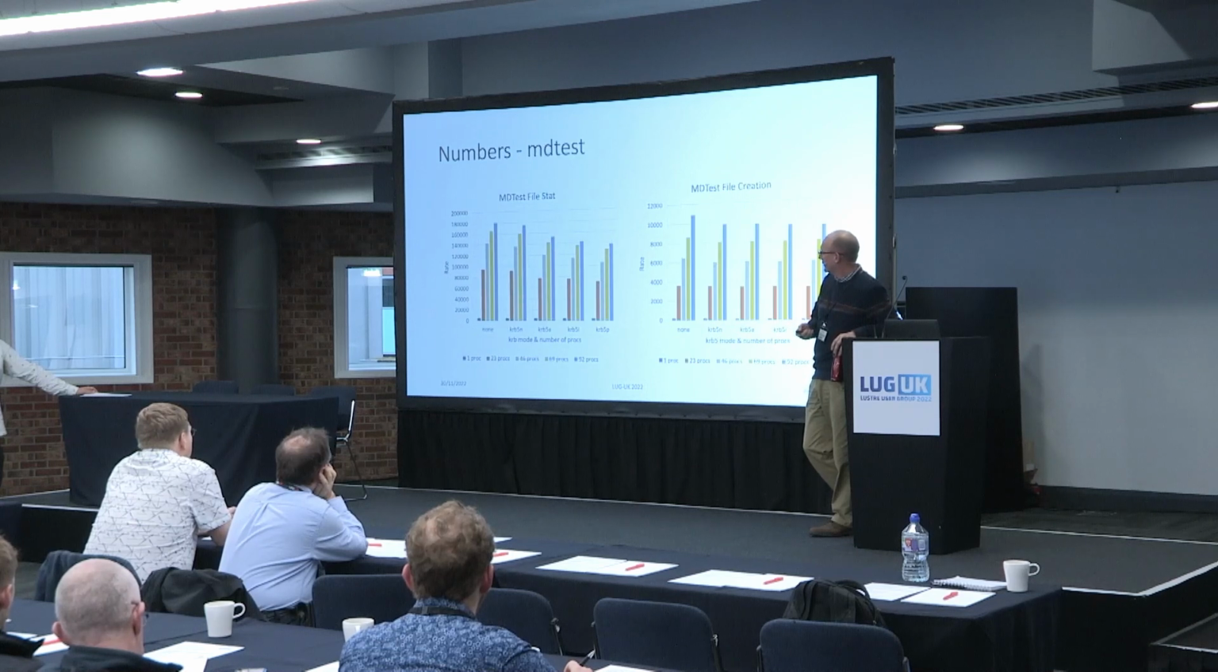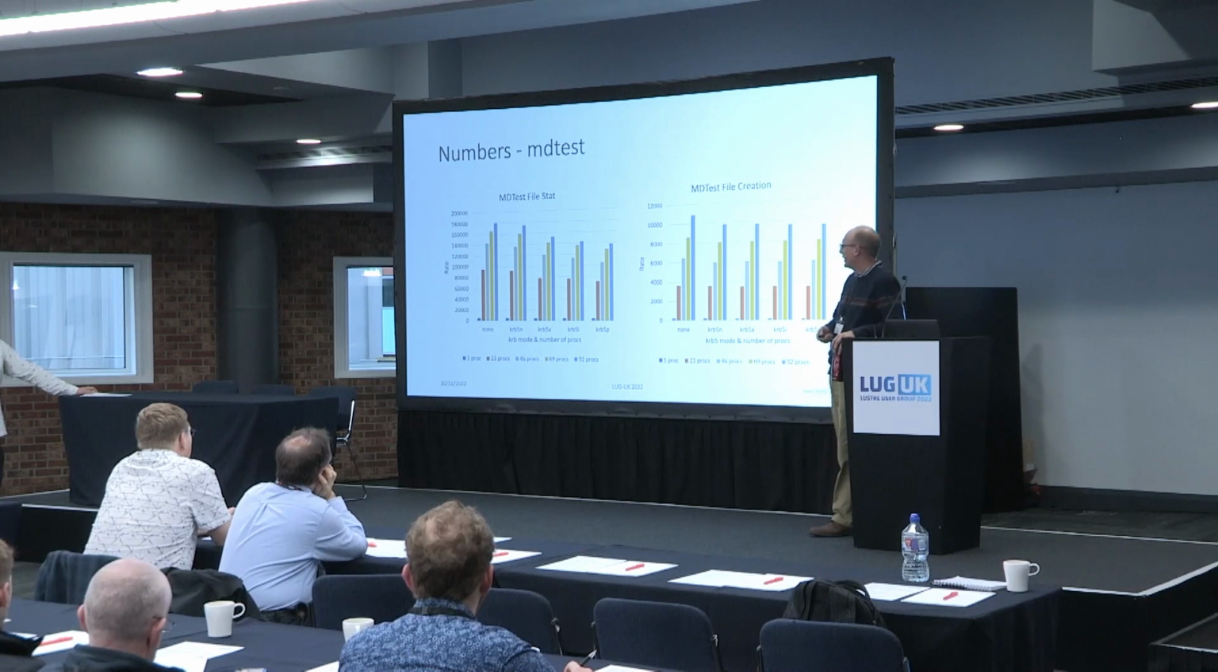Looking at the metadata tests, you can see that there's a slight hit on the stat as you turn on KRB5N, and it drops down significantly by the time you get down to KRB5P. Interestingly, on file creation, the largest proportional hit is simply on engaging KRB5N.